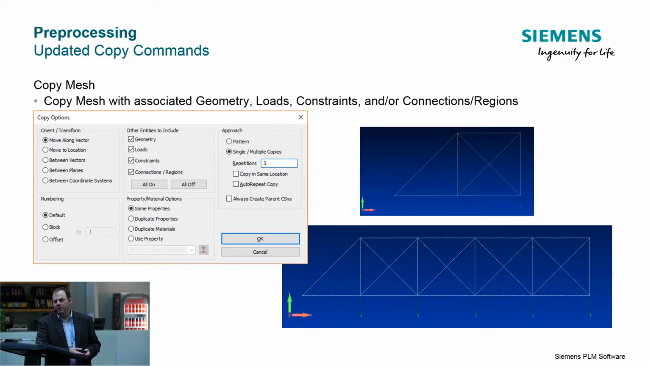We did the same thing for mesh. So if you're copying or doing any of these operations with mesh and it's associated to geometry, the geometry can also come along with the mesh.